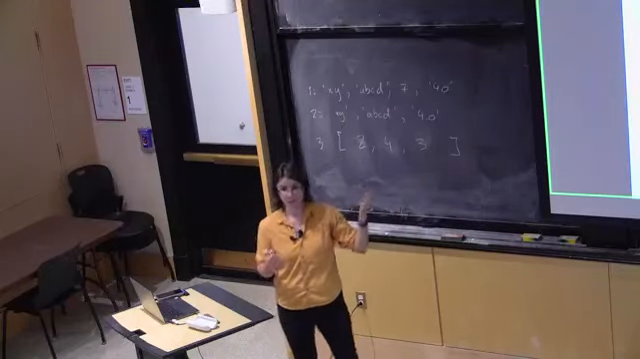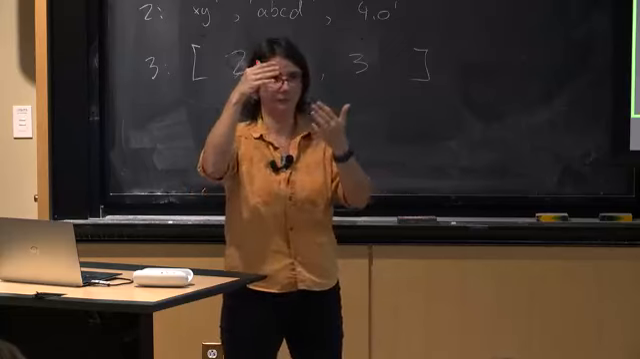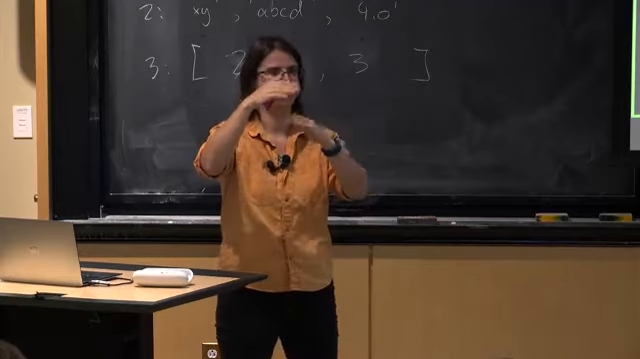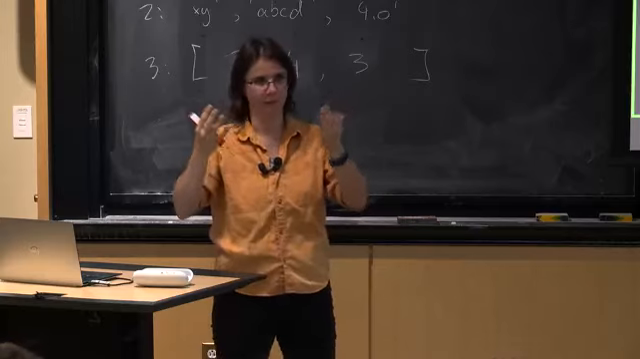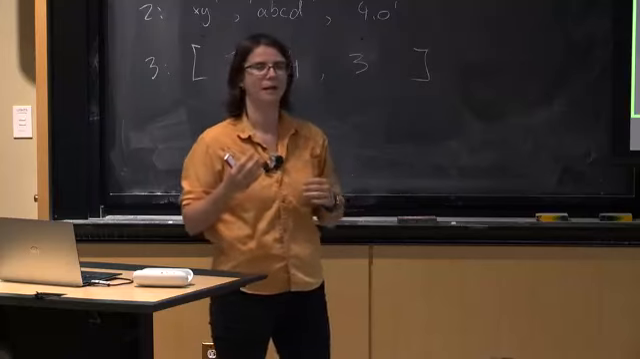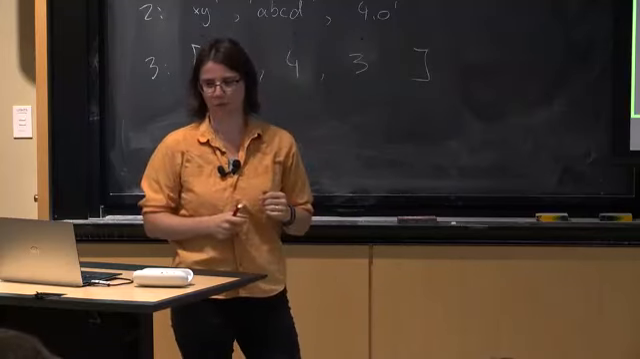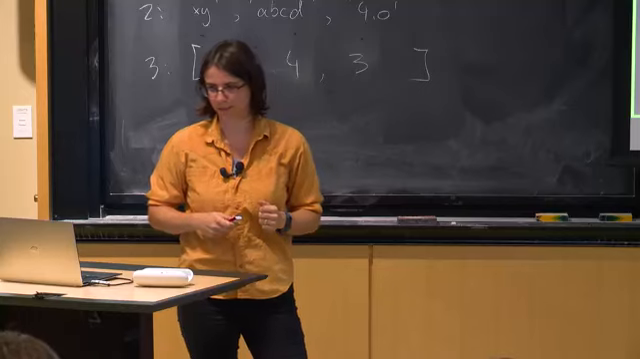Bisection method in debugging basically says, put a print statement about halfway in the code. If everything looks right for all the variables at that point, you know the problem is after this. If something is wrong, you know the problem is in the first half of the code. Then put a print statement at a quarter of the code, and see if all the values at that point match what you expect them to be. If they do, great, you know the problem's in the second quarter. And if they don't, you know the problem is in the first quarter. Okay? So the bisection method is a nice way to try to debug the code.